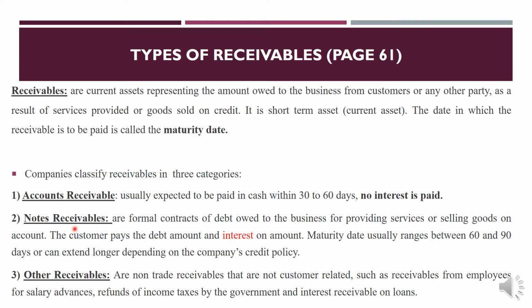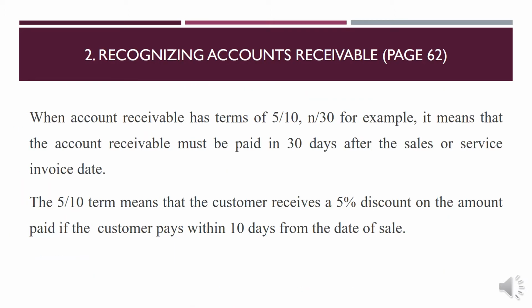The main difference between the accounts receivable and notes receivable is that in the accounts receivable there is no interest to be paid by the customer, whereas in the notes receivable the customer needs to pay the amount he purchased plus the interest on the amount. Other receivables is not related to the trade, so it's not related to the customer. It's mainly due to employees for salary advances, refunds of income taxes by the government, and interest receivable on loans.